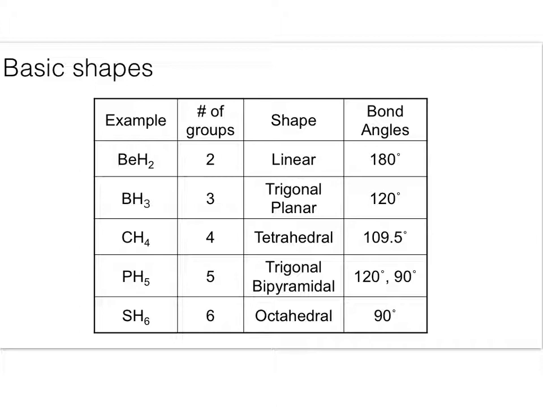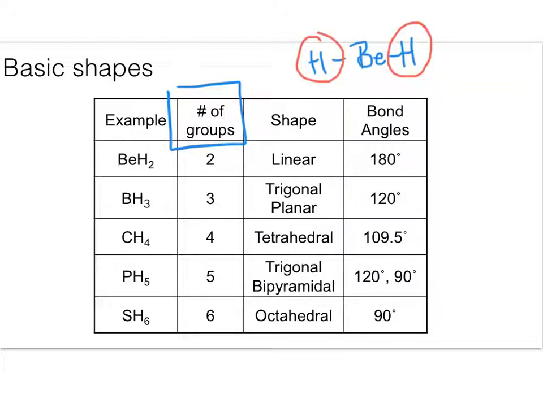Okay, so here are some examples of how we can understand what the shapes are going to be. We're going to look at the number of groups, either atoms or lone pairs, attached to the center atom. From that number of groups, we can predict the shape and the bond angles. To give you an example, beryllium dihydride: we have the beryllium and the hydrides here, and the number of groups is 2. What do I mean by groups? Once again, I'm talking about the number of things attached to the center atom. So we would predict a linear arrangement of atoms, and the bond angle should be about 180 degrees.